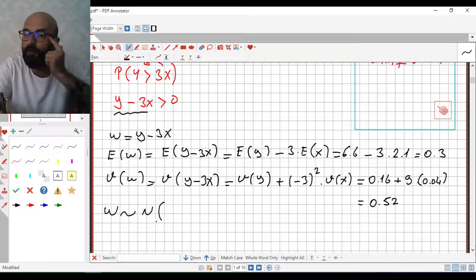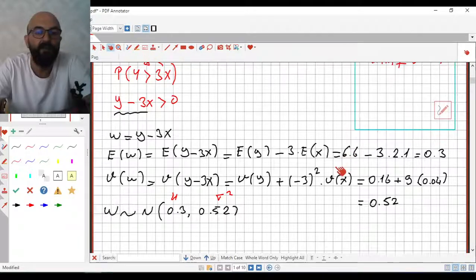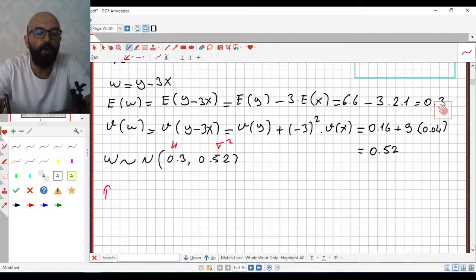So our new normal distribution has expected value 0.3 and variance 0.52, because 0.3 means mu and 0.52 means variance, and we want to find the probability of y minus 3x greater than 0. So it means the probability of w greater than 0.